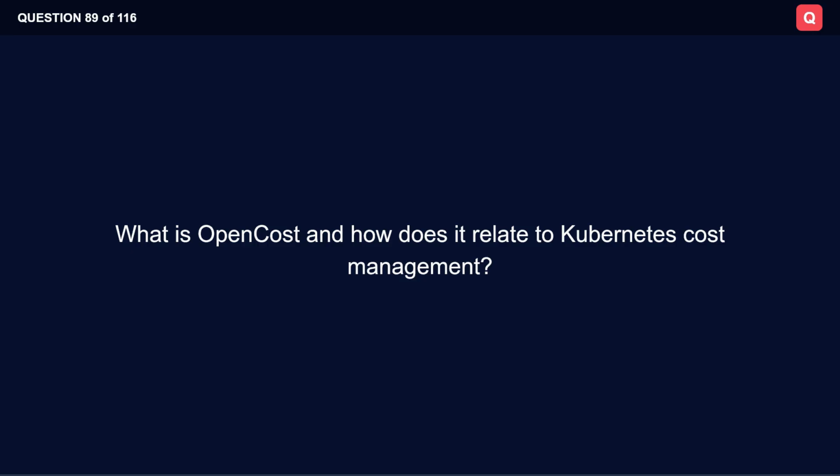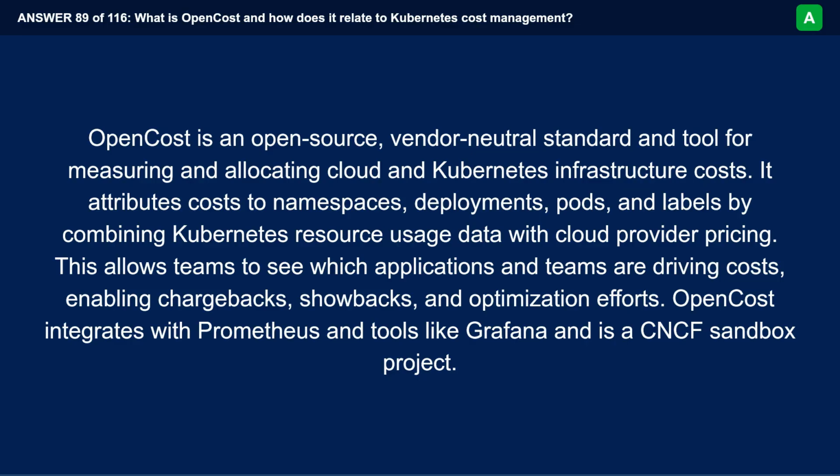What is OpenCost, and how does it relate to Kubernetes cost management? OpenCost is an open source, vendor-neutral standard and tool for measuring and allocating cloud and Kubernetes infrastructure costs. It attributes costs to namespaces, deployments, pods, and labels by combining Kubernetes resource usage data with cloud provider pricing. This allows teams to see which applications and teams are driving costs, enabling chargebacks, showbacks, and optimization efforts. OpenCost integrates with Prometheus and tools like Grafana and is a CNCF sandbox project.